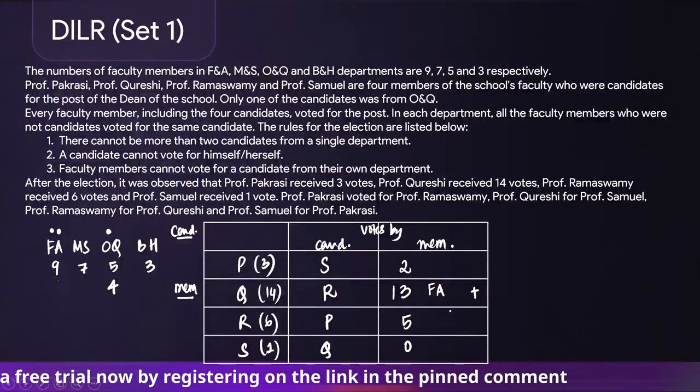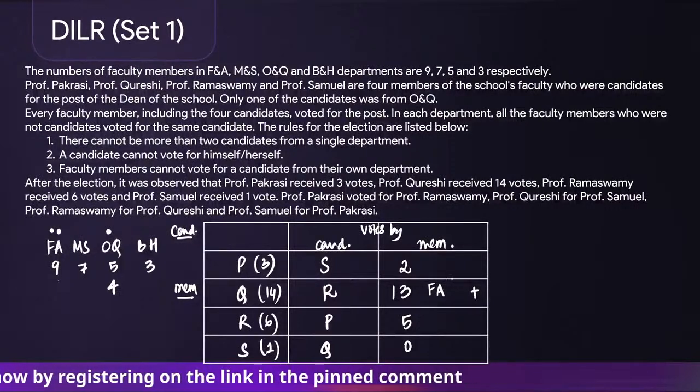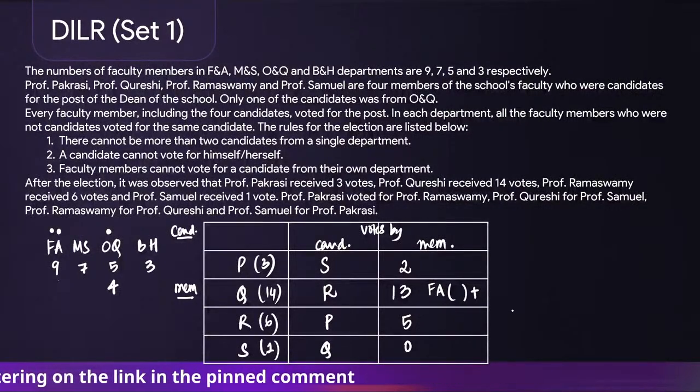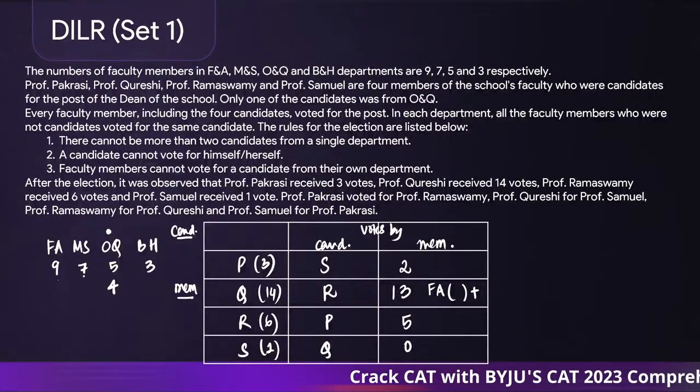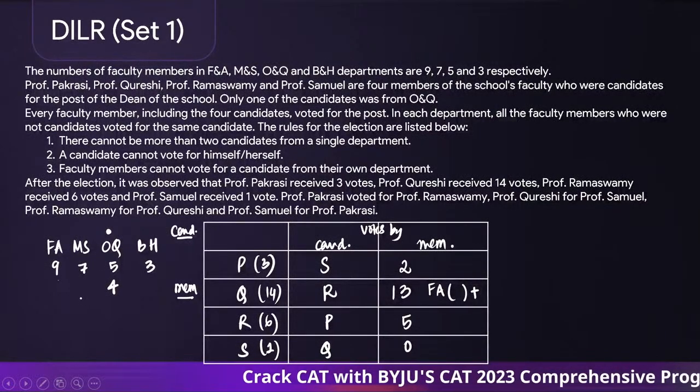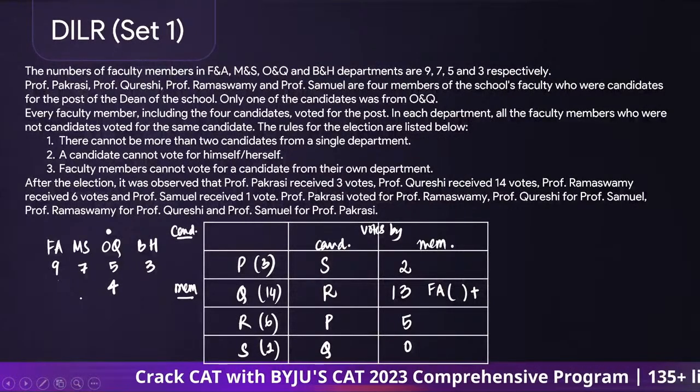That tells us कि एक और डिपार्टमेंट है. That's why I have written a plus. How many votes of FA? We don't know that. ठीक है? Okay. So we don't know FA के कितने हैं. Next part is if we look at MS. MS के 7 votes, 7 members in total. Out of these 7 members, suppose there is nobody. Okay?